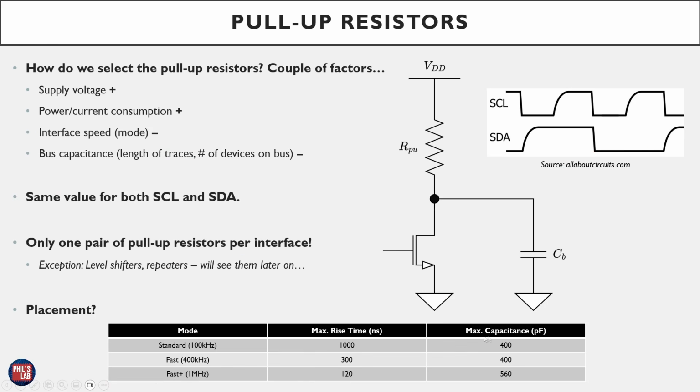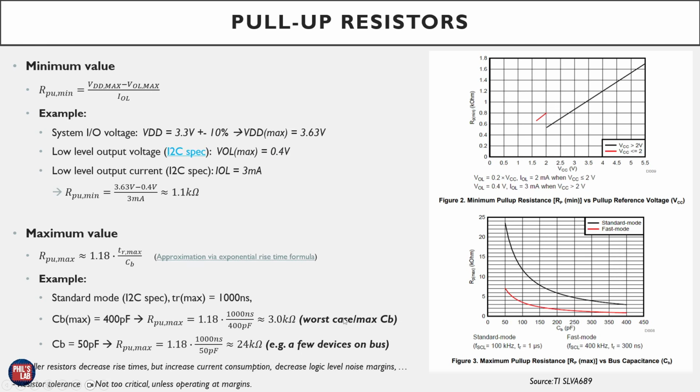Then we can calculate the worst case. And again, the maximum capacitance for standard mode was 400 picofarads. And this is the maximum allowed bus capacitance for standard mode. So let's plug that in at 400 picofarads. So we do 1.18 times 1000 nanoseconds divided by 400 picofarads. And that's approximately 3 kilo ohms. So if we're looking for a worst case, we have to keep our pull-up resistor, in this specific example, between 1.1 kilo ohms and 3 kilo ohms.